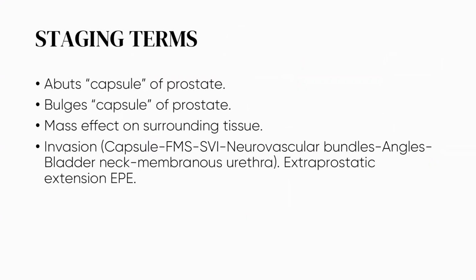We will review some important terms. It's very important to know how to use these terms. If the lesion, for example, this is the capsule of the prostate, and this is the lesion. So the lesion here abuts. Abuts means touch. So the lesion touches the prostatic capsule. Sometimes the lesion is like this one, and the capsule appears like this one. So we have here a bulge of the capsule.